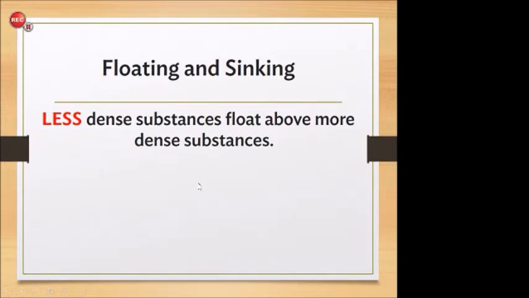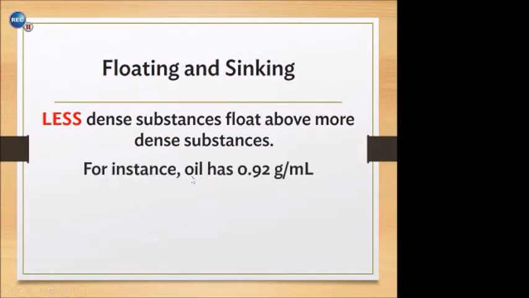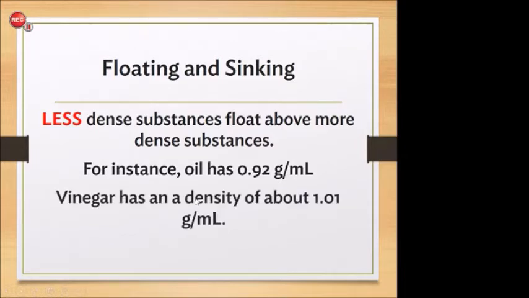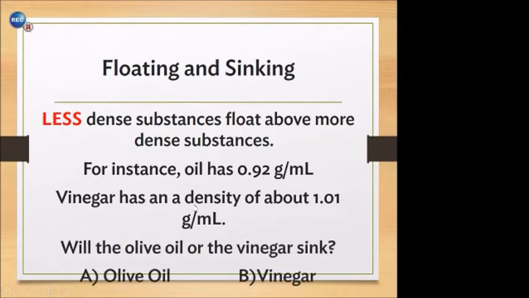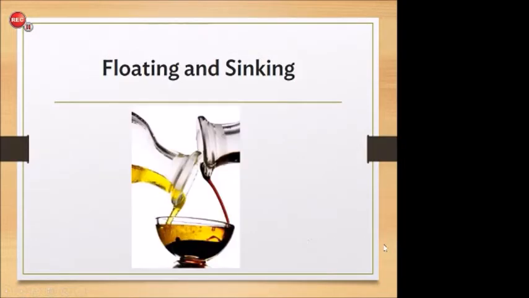less particles per area. Okay, so if you have oil that is 0.92 grams per milliliter, and then you have vinegar with a density of about 1.01 grams per milliliter, which do you think is going to sink and which is going to float? Will the olive oil sink or will the vinegar sink? Well, the vinegar is going to sink because it has a greater density. And so that's what's going to be on the bottom. Here you can see olive oil and balsamic vinegar, and the balsamic vinegar is poured on the bottom.